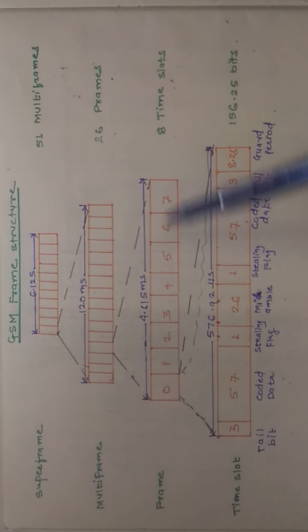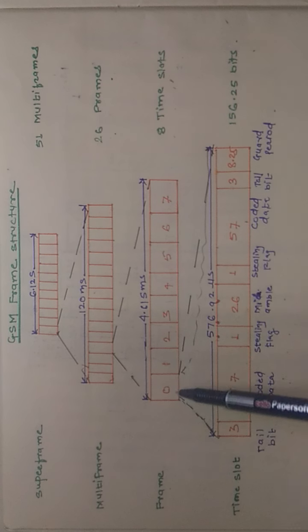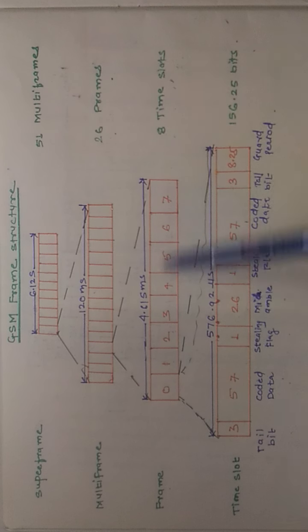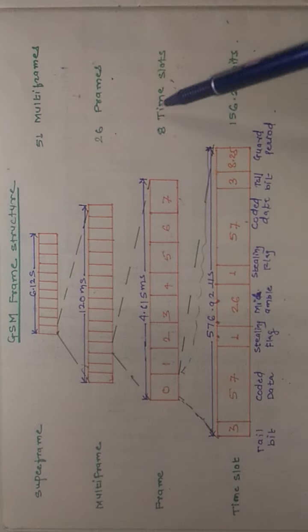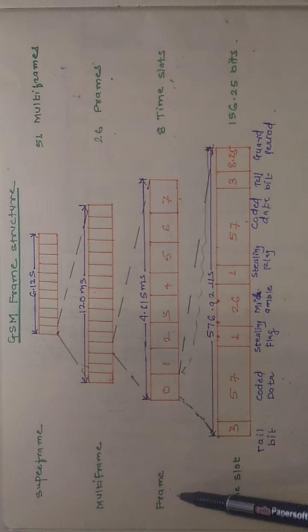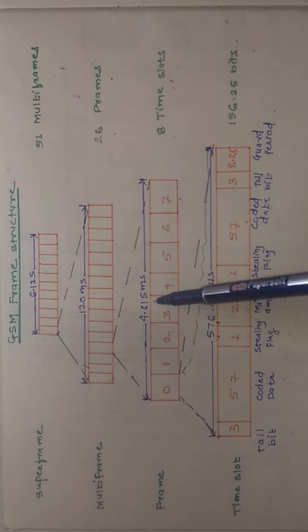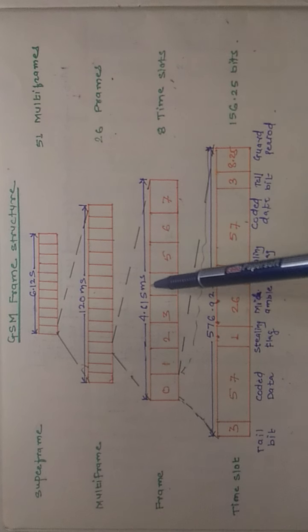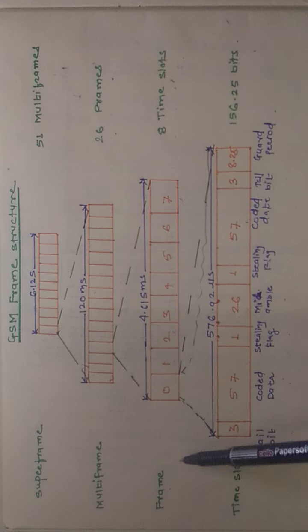Such 8 time slots, numbered 0, 1, 2, 3, 4, 5, 6, 7, form a frame. So 8 time slots form a frame having a duration of 4.615 milliseconds. This is one frame.